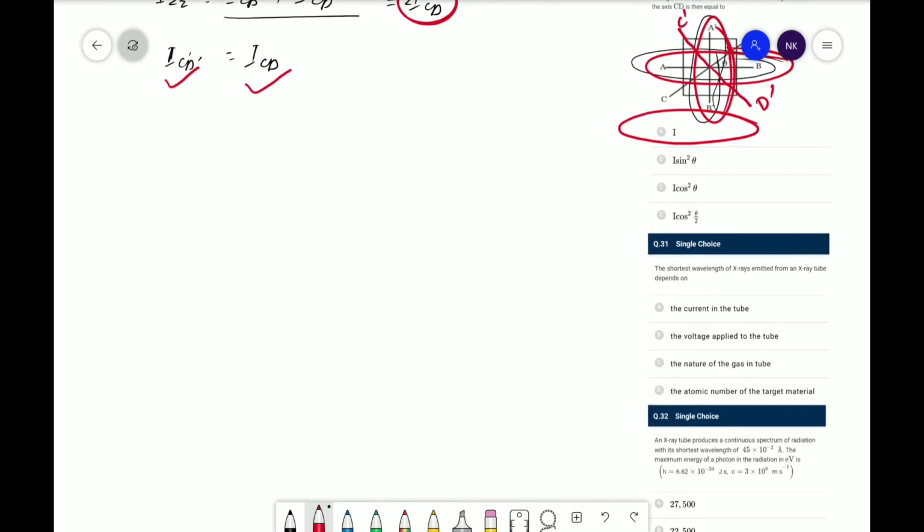In the next question, we have: the shortest wavelength of X-rays emitted from an X-ray tube depends on. The shortest wavelength of X-rays always depends upon the applied voltage. Therefore, the correct answer is B.